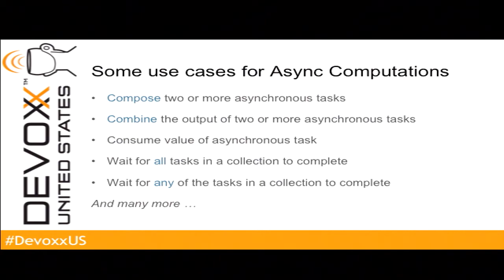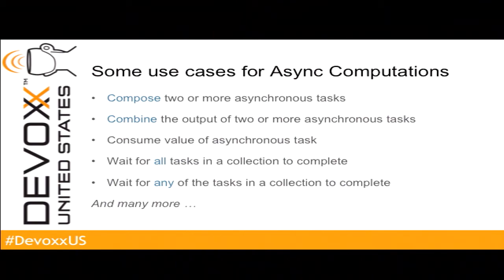So here's some of the use cases for asynchronous computations. The one I just showed you is composing two of them. You can combine two of them where you wait for the value of two or more of them and then execute a certain task. You can consume the value. If you have a collection of these things, you may want to wait for one of them or for all of them to complete and so on and so forth.